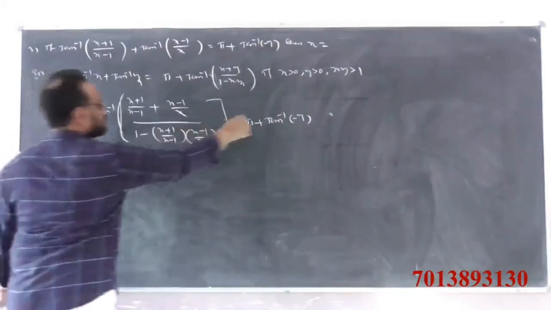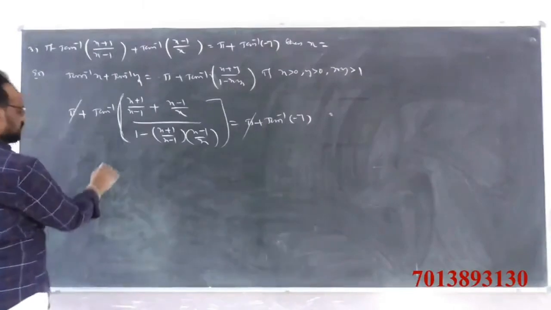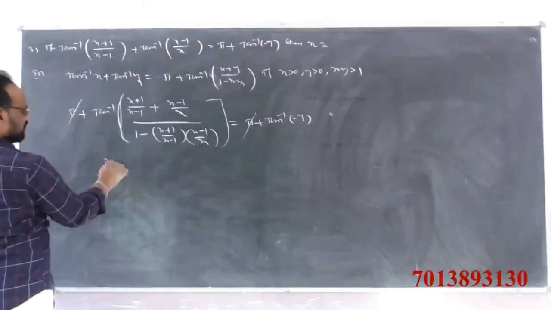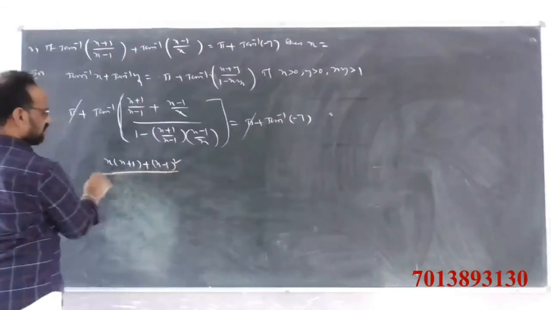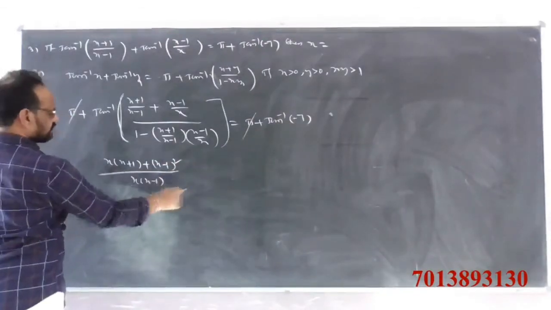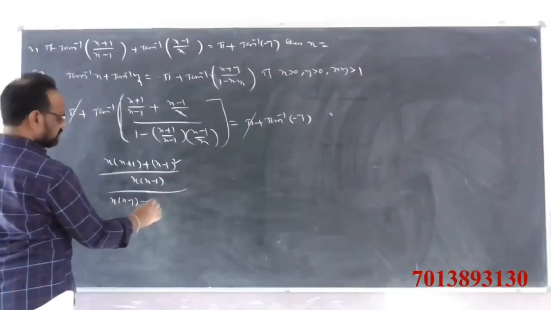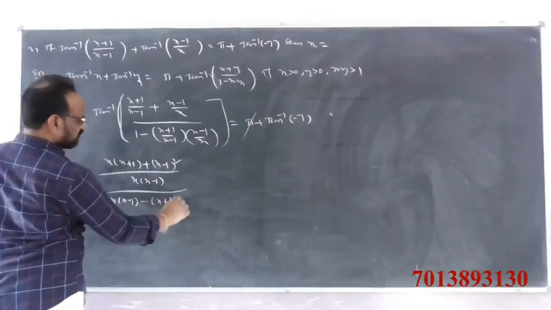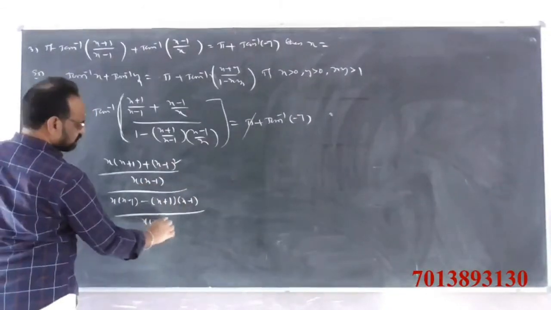So pi and pi get cancelled. So we get here, comparing LHS and RHS, x into x plus 1 plus x minus 1 whole square by x into x minus 1, by x into x minus 1 minus x plus 1 into x minus 1 by x into x minus 1.